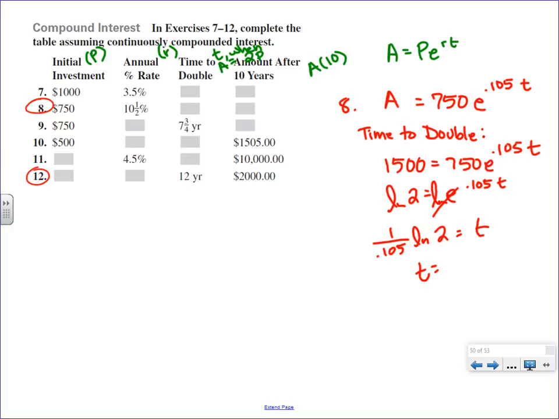We had to do that little thing: if it doubles, that means the money is twice what it was to begin with. We had to do that little thing, making 750 into 1500, or making A 1500, double 750. But otherwise, we're just plugging and chugging, right?